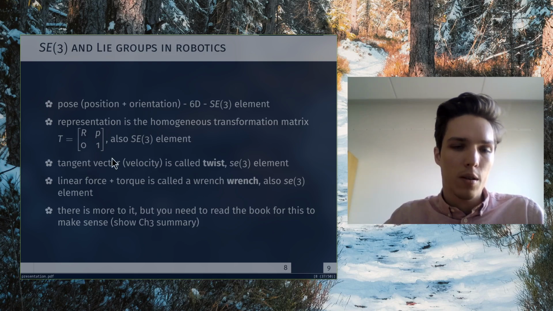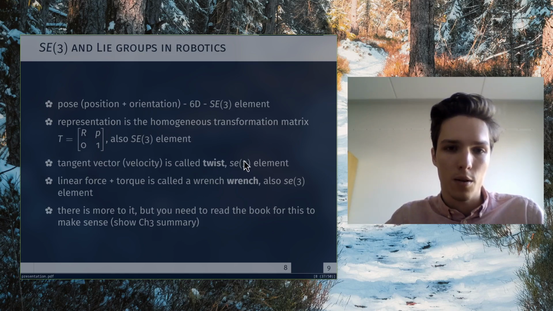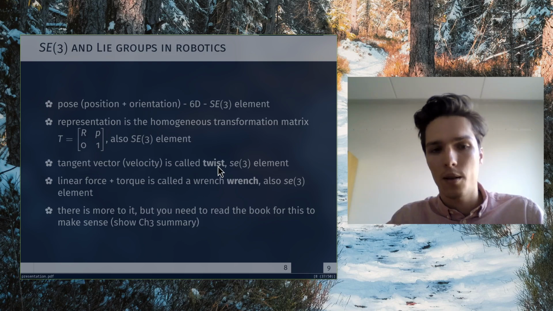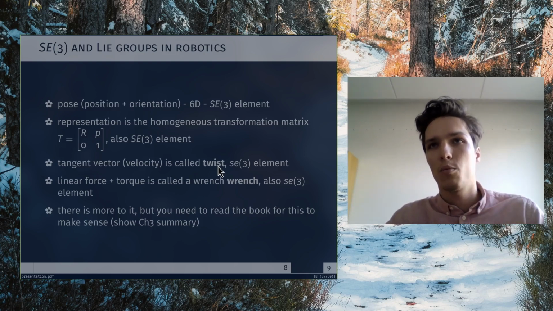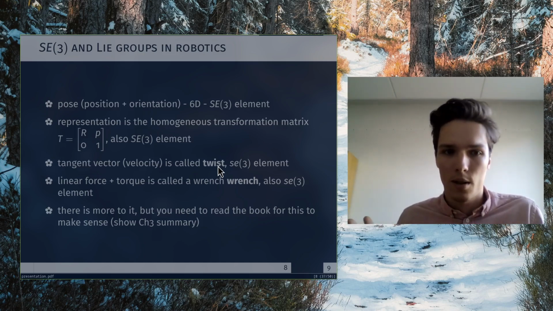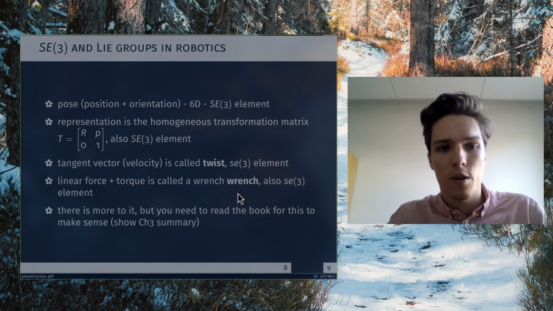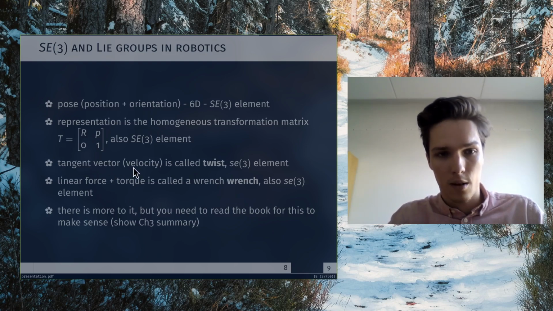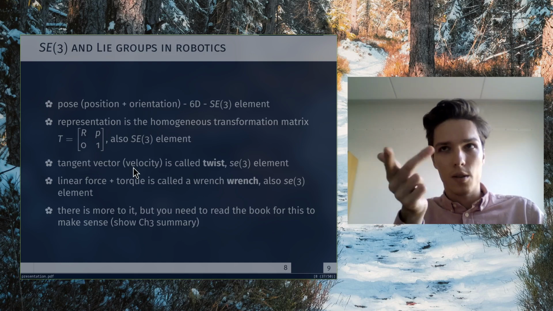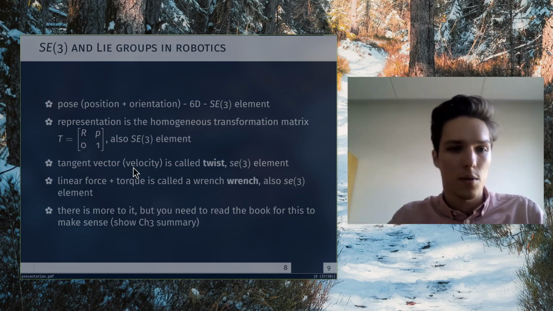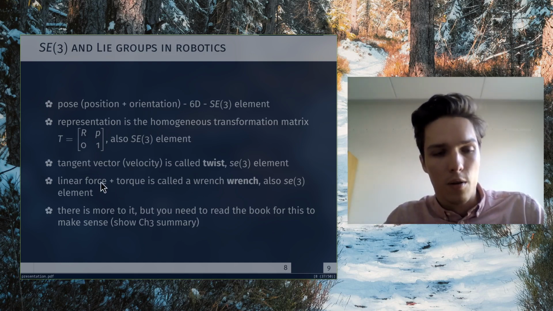Now, what would be a tangent vector of the SE3 group? That would be the small SE3. We call this a twist, and since this twist does live in a vector space, that can simply be a 6D vector. Okay, and the same would go for the combination. So the tangent vector velocity here, so it's the 3 linear velocities and the 3 rotational velocities. And the same would go for the combination of force and torque, and we call this a wrench.